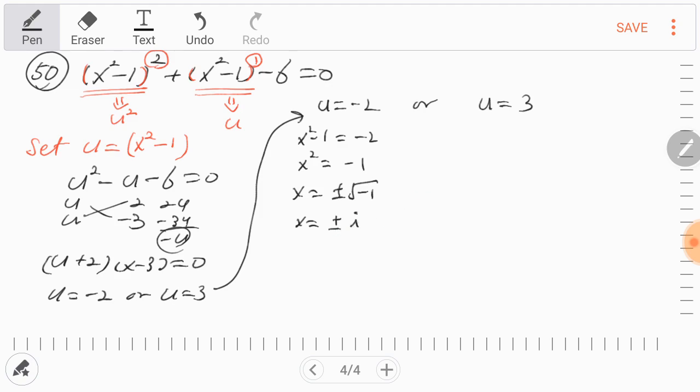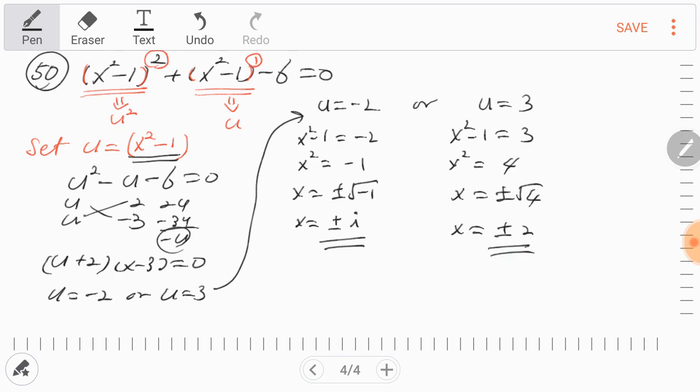Okay, from u equals 3, then x squared minus 1 is equal to 3. Replace this u with x squared minus 1, the original expression. Then x squared is equal to 4, plus 1 on each side. Then x equals plus or minus square root of 4. So x equals positive 2, negative 2. So these are the solutions: positive 2, negative 2, positive i, and negative i.